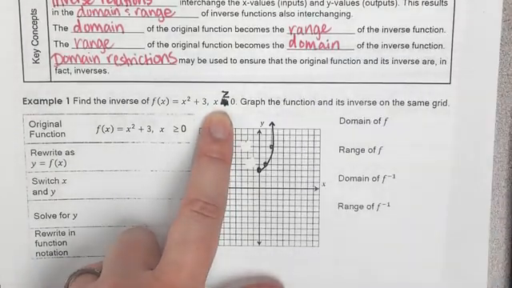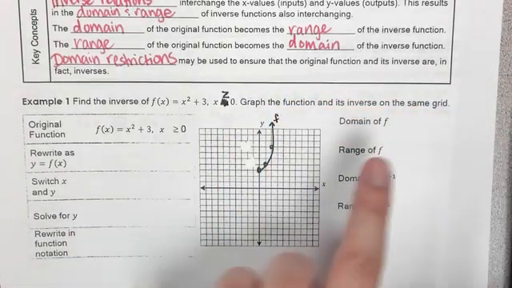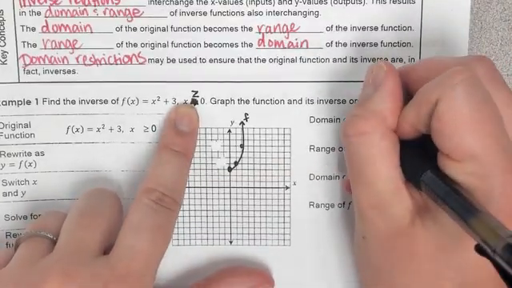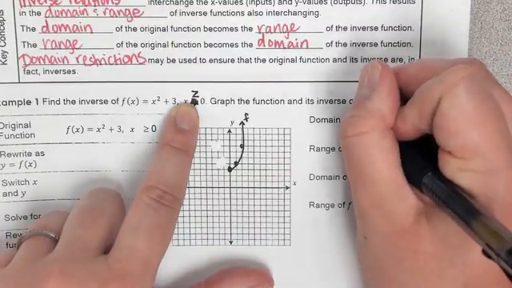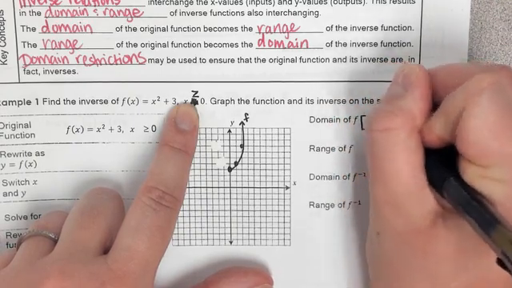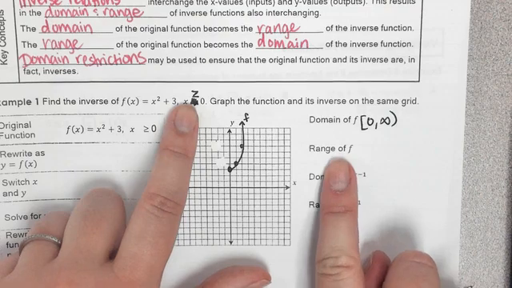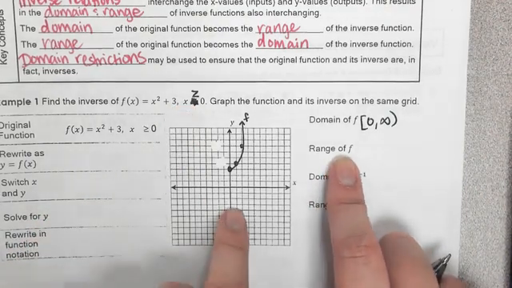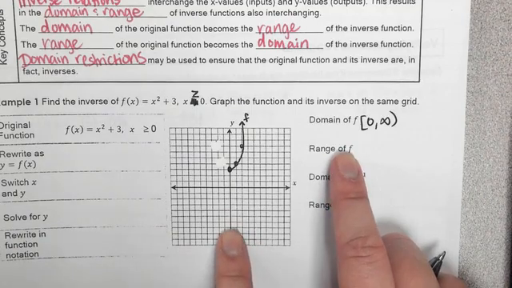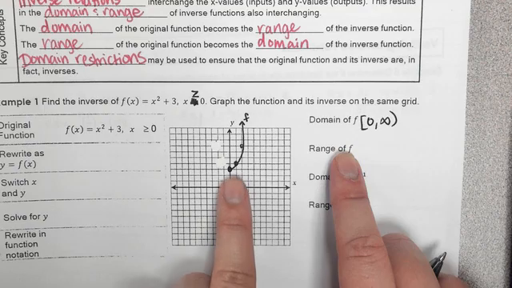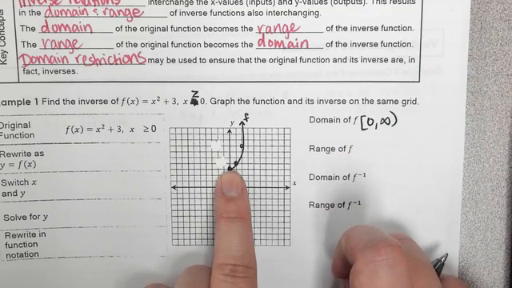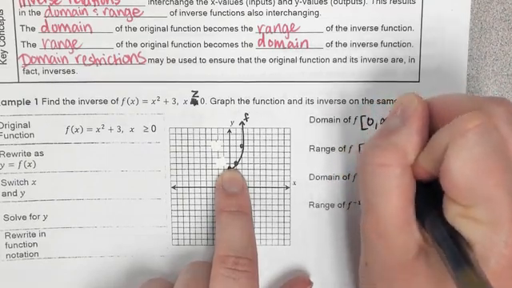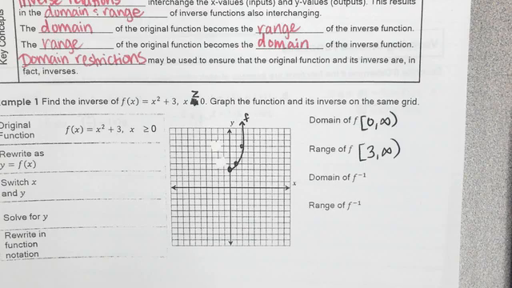All right, so this is our original. This is f. So what's the domain of this? Obviously, they told us, right? X is greater than or equal to 0. I'll just do 0 to infinity. What about our range? Where does y begin? Y begins at, what's that value of y right here? 3.